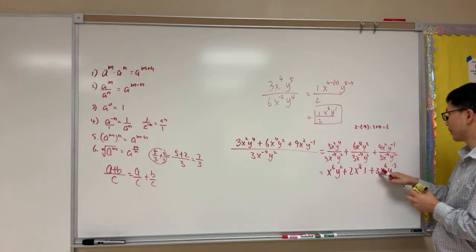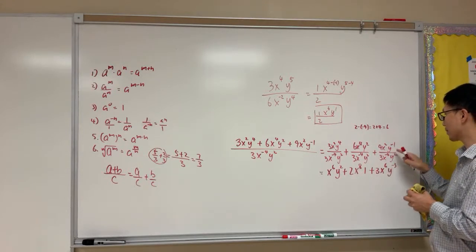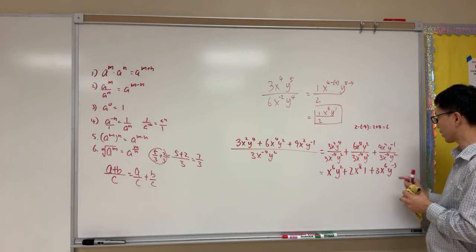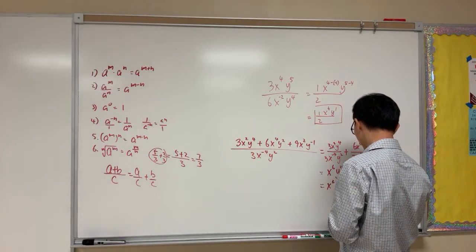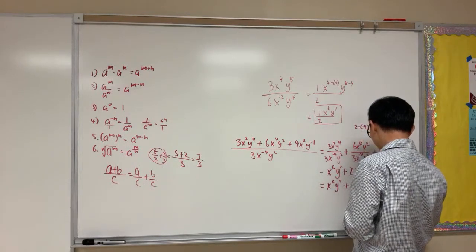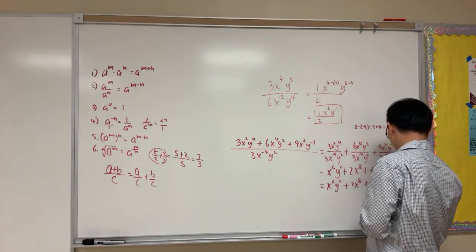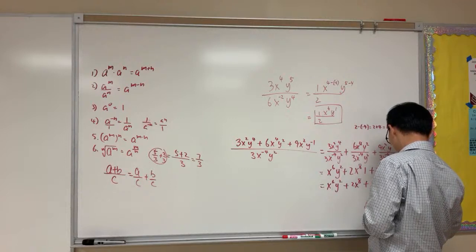9 divided by 3 is 3. 2 minus negative 4 is 6. Y to the minus 1 subtract 2, which is negative 3. You're going to get x to the 6, y to the 2, plus 2x to the 8, plus 3x to the 6 over y to the 3.